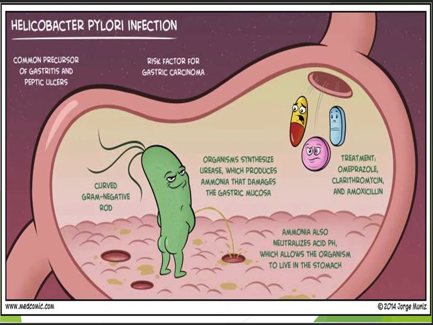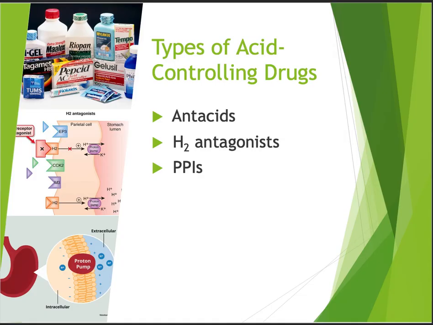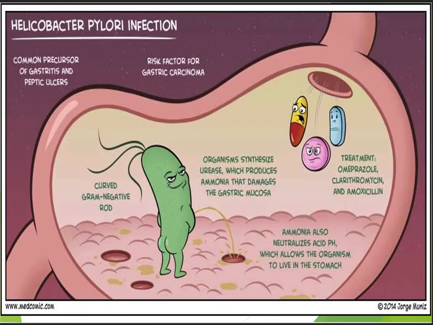And when we have our acid controlling drugs, and I'm going to scroll forward a slide here, we've got three main types of them. Okay, so you've got your antacids, you've got your H2 blockers or H2 antagonists, and then you've got your PPIs or proton pump inhibitors. And we use all of them for a lot of different disease processes, including the treatment of peptic ulcer disease.